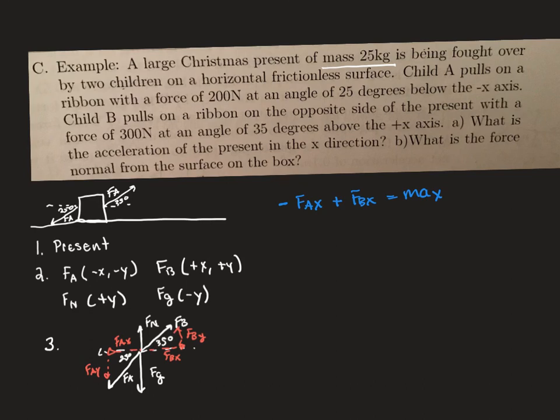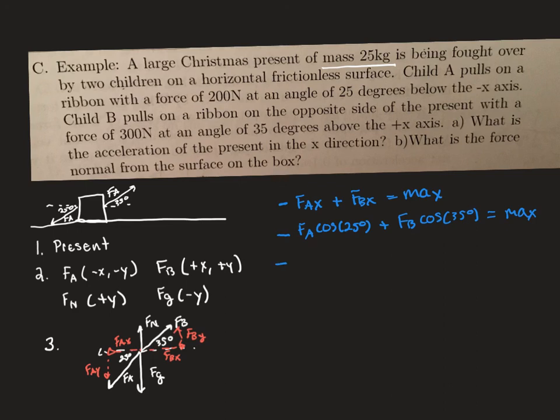Alright, so we're given force A and force B, not the x components, so that means we need to do a trig substitution. So since the 25 degrees is adjacent to FA of x, I'm going to do the hypotenuse times the cosine of 25 degrees. And then for force B, the 35 is adjacent to force B x, so I'm going to do hypotenuse times the cosine of 35 degrees. And that's going to equal mass times acceleration in the x.